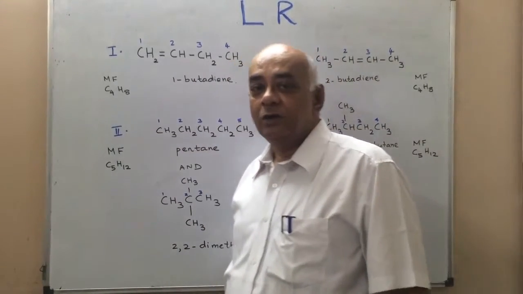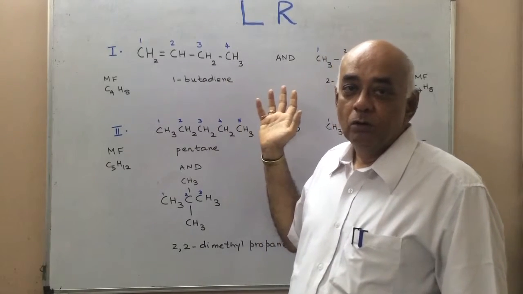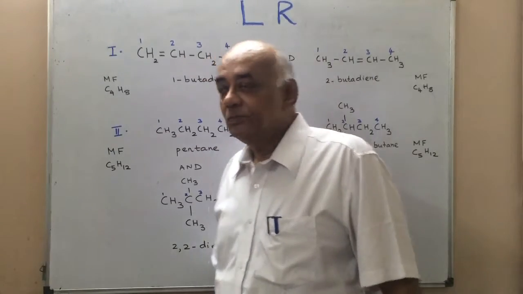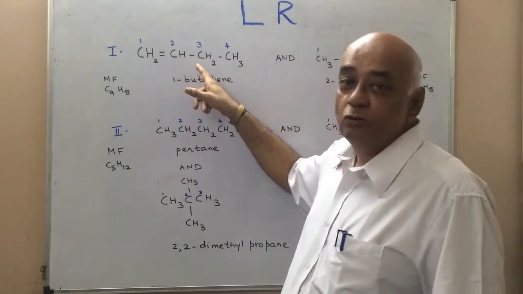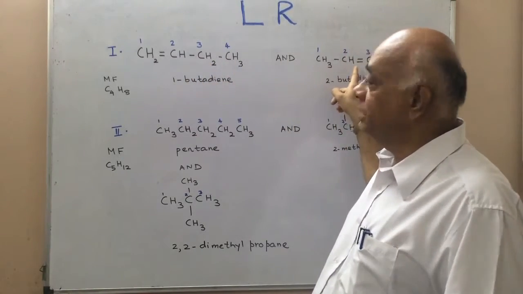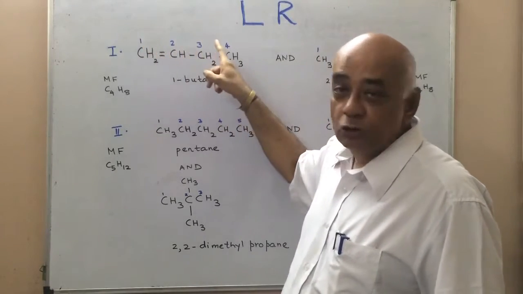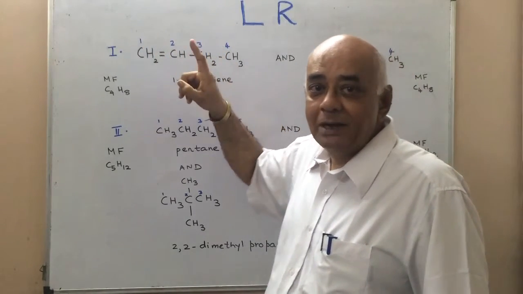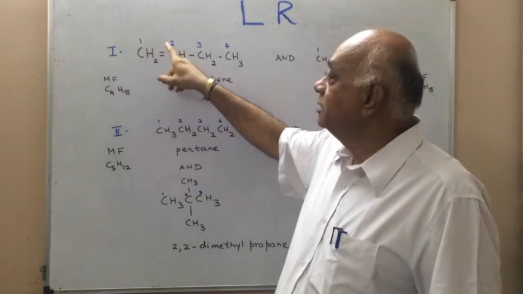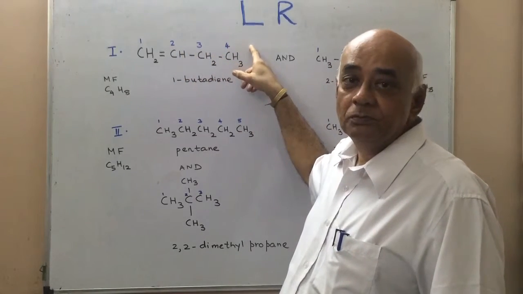Let us now have a look at some of the examples I have written on the board to appreciate the need for nomenclature. I have written two structures here, one here and one on this side. The blue numbers on the top refer to the carbon atom numbers. So I have chosen to number this as 1, the next carbon atom in the chain as 2, 3, and 4.